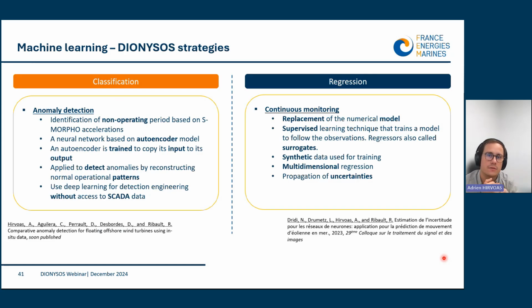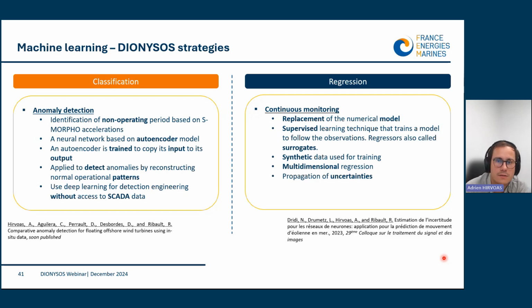So we had different strategies during the DIONYSOS project, but the two families was classification and regression. I won't go to the details of all the methodologies that we have developed during the project. I will only focus on two approaches. One is a detection of anomaly. So the idea is to use deep learning approaches based on autoencoder to detect anomalies in the data. So it's a paper that we are currently publishing in a scientific paper.